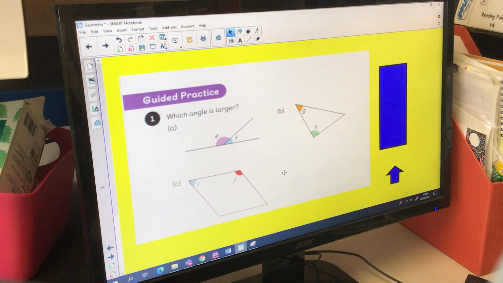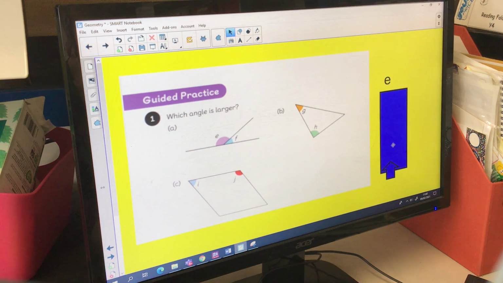Guided practice then. Which angle is larger? So let's look at this one. We've just got a straight line there, and then we've got this intercepting line that is making angle E and angle F. So if you were to get your right angle, you'd be thinking, well, where's the right angle? Well, I can see there's the right angle going up there, but angle F does look smaller than a right angle, but angle E looks quite large, yeah? And so I know that angle E is larger there.